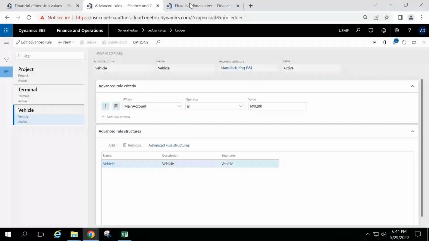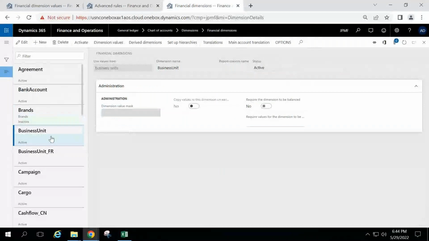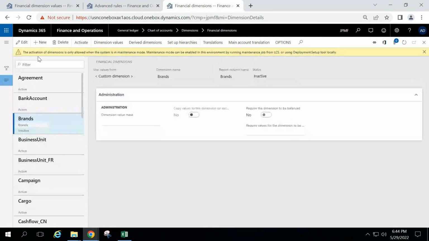Now, what I did is I tried to create one financial dimension, a new dimension called brands. When I try to do this, it is not allowing me to activate it. It is throwing some error. For that there are two options. One is you have to have the LCS link. Through the LCS link, there will be an option to enable or disable maintenance mode. See, look at this one, the words maintenance mode.